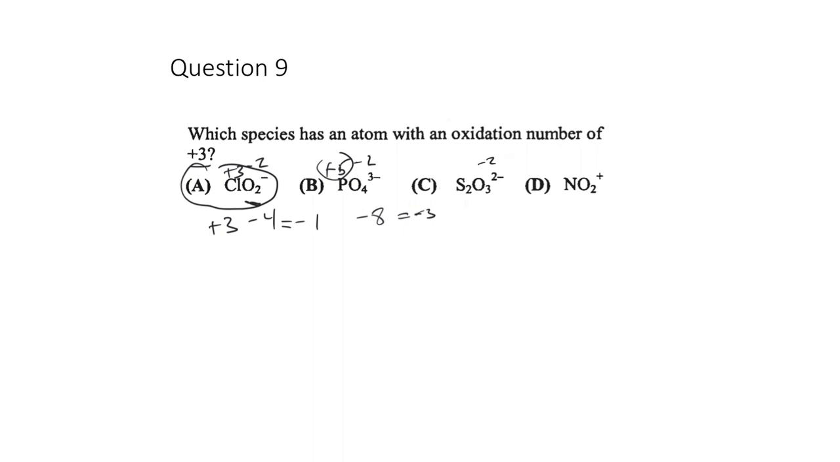S2O3 2 minus goes to minus 6. To go to an overall charge of minus 2, then we have to have a plus 4 for the 2 S's. So this is not plus 3, plus 2. So plus 4 for the 2 sulfurs. So dividing this by 2 goes to plus 2. And then NO2 plus goes minus 2, minus 4. To get plus 1, we have to go 5. So 5 minus 4 is plus 1. So plus 5 for nitrogen in NO2 plus.